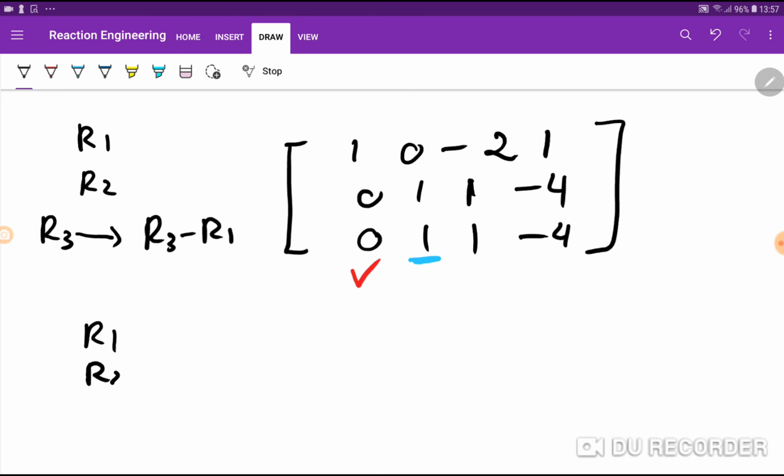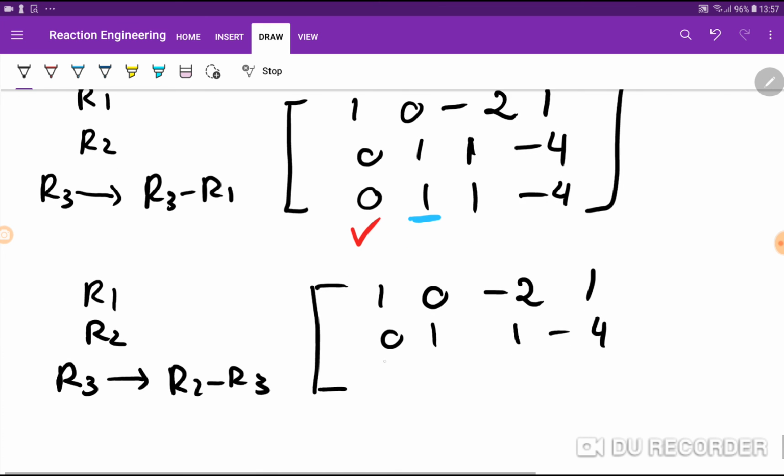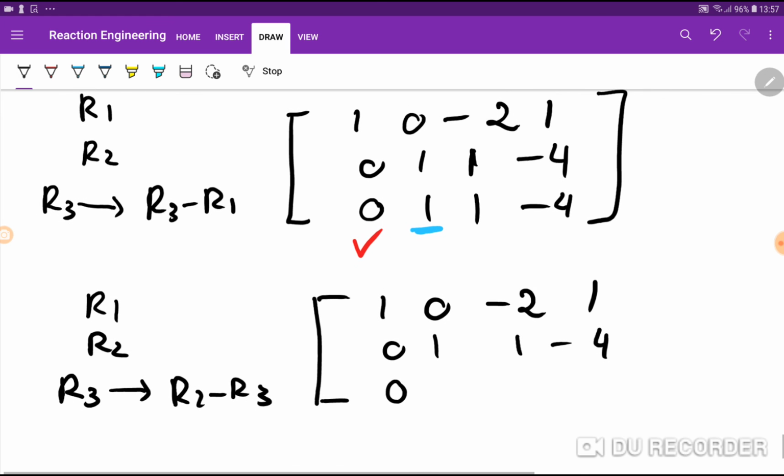You're gonna replace R3 with R2 minus R3, right? Okay, R1 and R2 are the same, we keep rewriting them: 0 1 1 negative 4. So 0 minus 0 is 0, 1 minus 1 is 0, 1 minus 1 is 0, negative 4 plus 4 is 0.